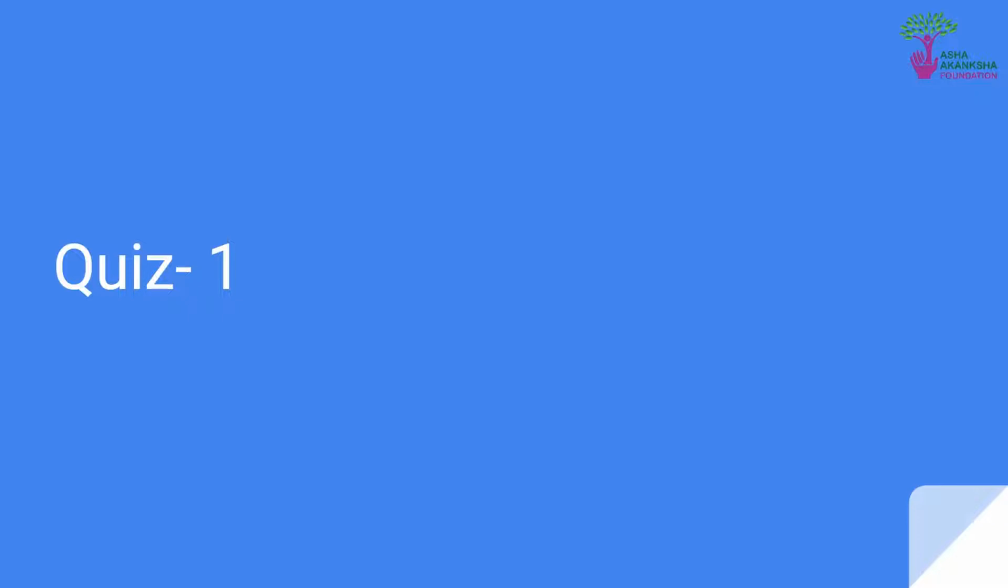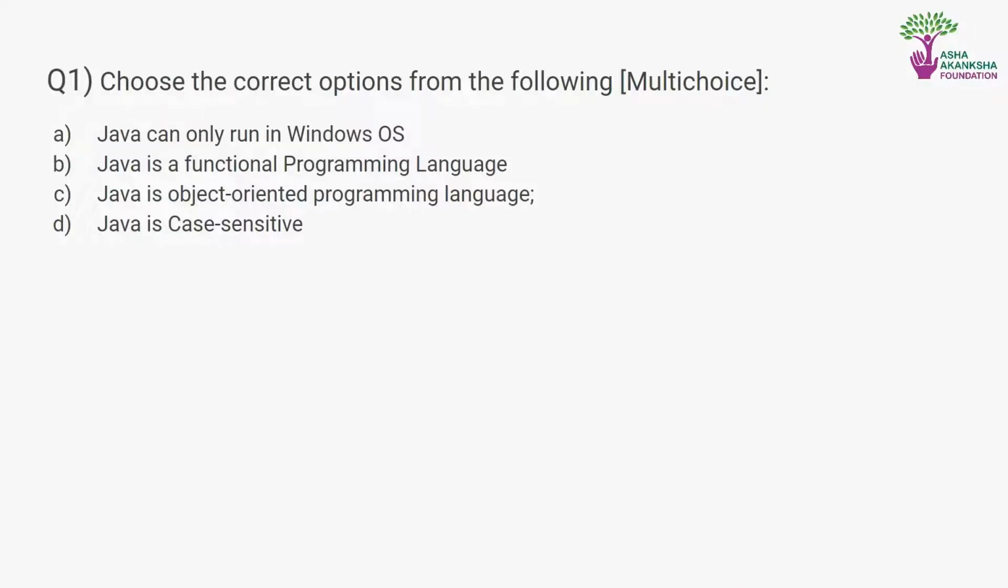This is the answer video to quiz 1. So if you haven't already attempted the quiz yourself, this is your time, and I will now discuss the answers. The first question was: choose the correct options from the following. It was a multi-choice question, so we had 4 options.